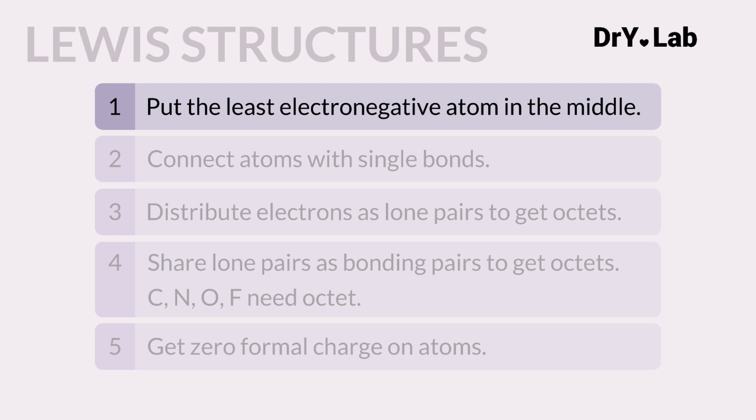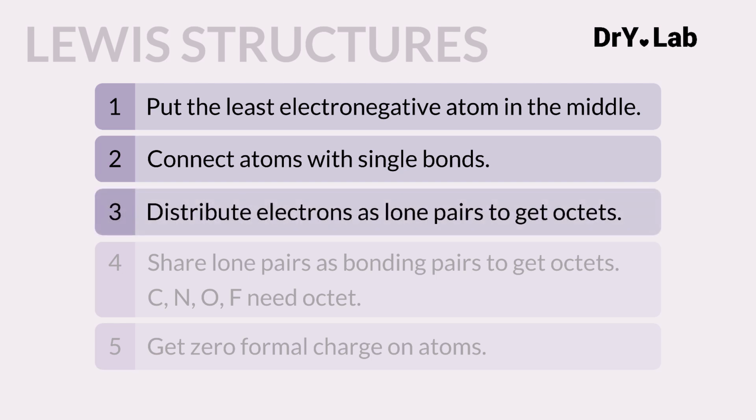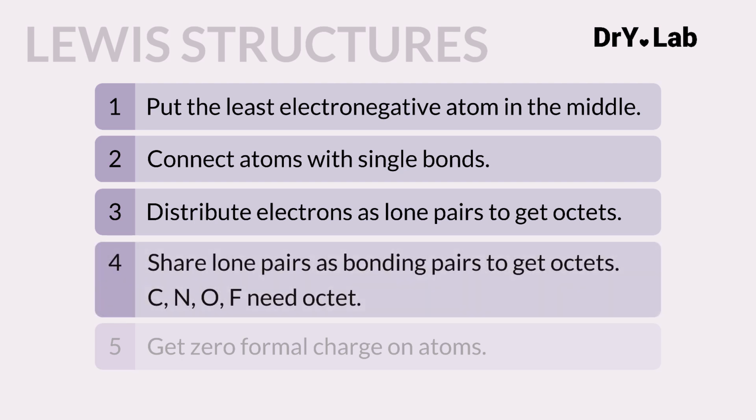When drawing Lewis structures, put the least electronegative atom in the middle, and then connect all atoms with single bonds. Distribute the remaining electrons as lone pairs around all of the atoms to try to get them to an octet until the electrons run out. And then move the lone pairs to become bonding pairs so that the atoms have an octet.